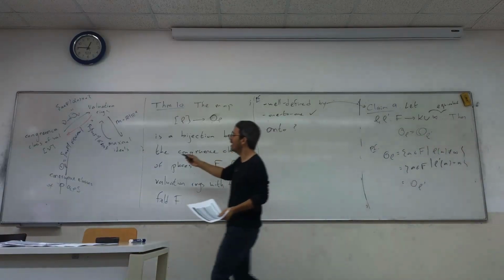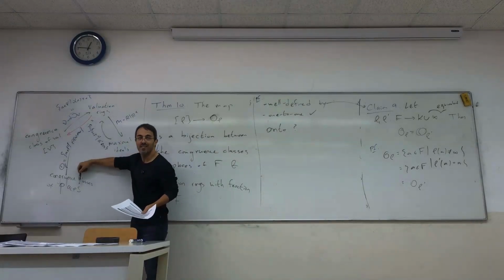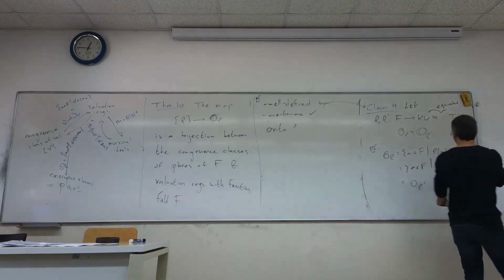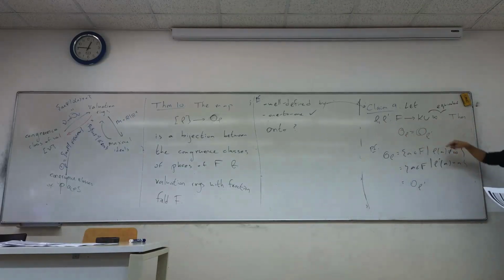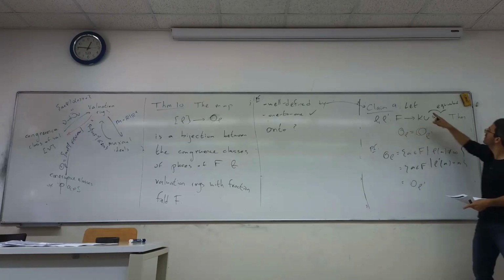Because if you take two distinct places that are not equivalent, then there is an element because of which they are not equivalent. Exactly. One place sends it to infinity, the other doesn't send it to infinity. And then there is an element in the corresponding ring which appears in one and doesn't appear in the other. This is an if and only if.